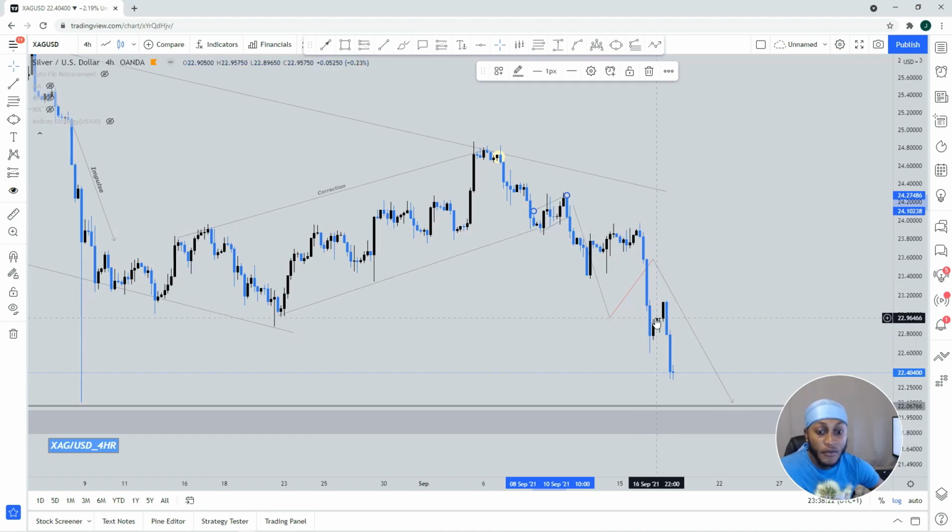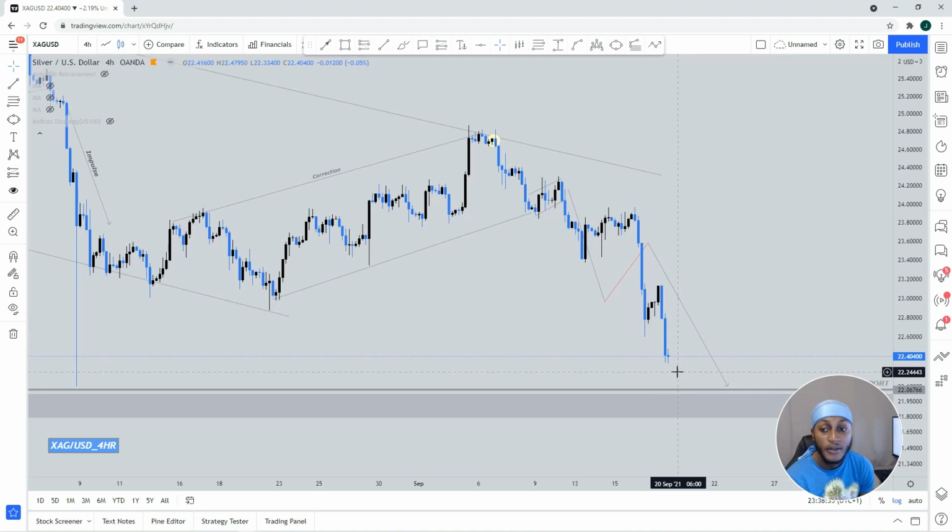Look again: 1, 2, 3, 4. We got all these buyers stepping into the market, and then look what happened. A bearish engulfing candle, and price is actually falling towards my target. So simple and easy as that.